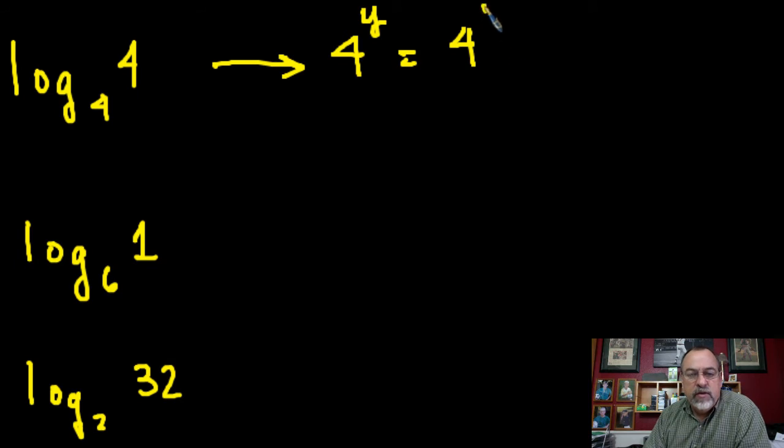Now this is a 4 to the 1, and so what you want to understand here is this. If the bases are the same, if the bases are equal, which they are here, then the exponents must also be equal. Okay, so if the bases are equal, then the exponents are equal. And so here is my answer to this expression, or I have evaluated this logarithmic expression.